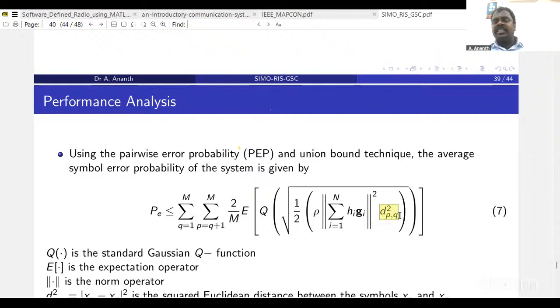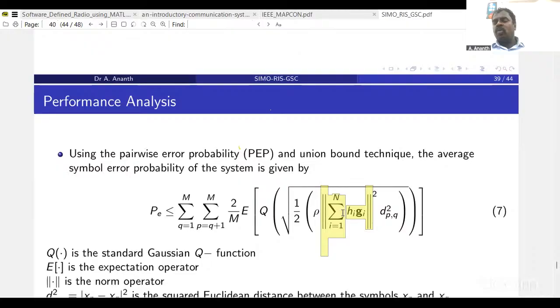Similarly, d square(p, q) is the distance between two signal points of a constellation. Let us assume it is BPSK, -1 and +1. So what is the distance? The distance is 2, so 2 square is 4. Again, this is a constant. Similarly, if you take QPSK, 0.707 plus j 0.707, 0.707 minus j 0.707, and so on, all the signal points are fixed if we fix the modulation order. So again, this is a constant. The only thing we can play around with is the terms inside the norm function.